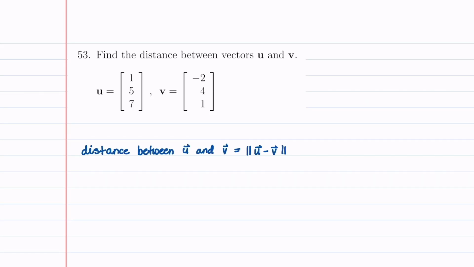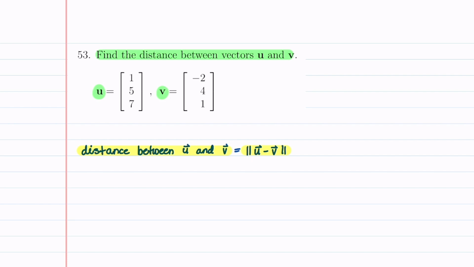In this problem, we're going to find the distance between vectors u and v, and we're given a vector u and a vector v. I went ahead and wrote down the formula that we're going to be using. The distance between u and v is equal to the magnitude of u minus v.